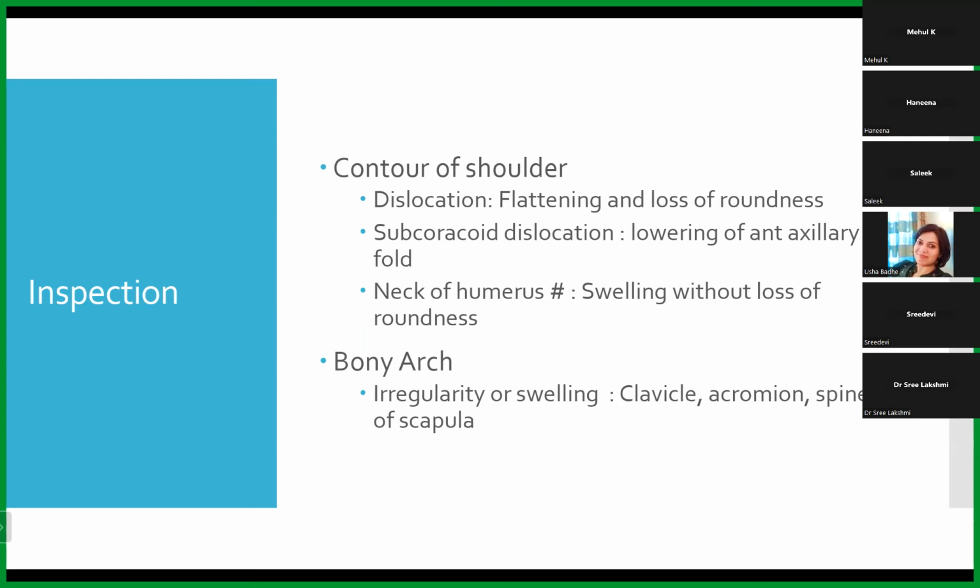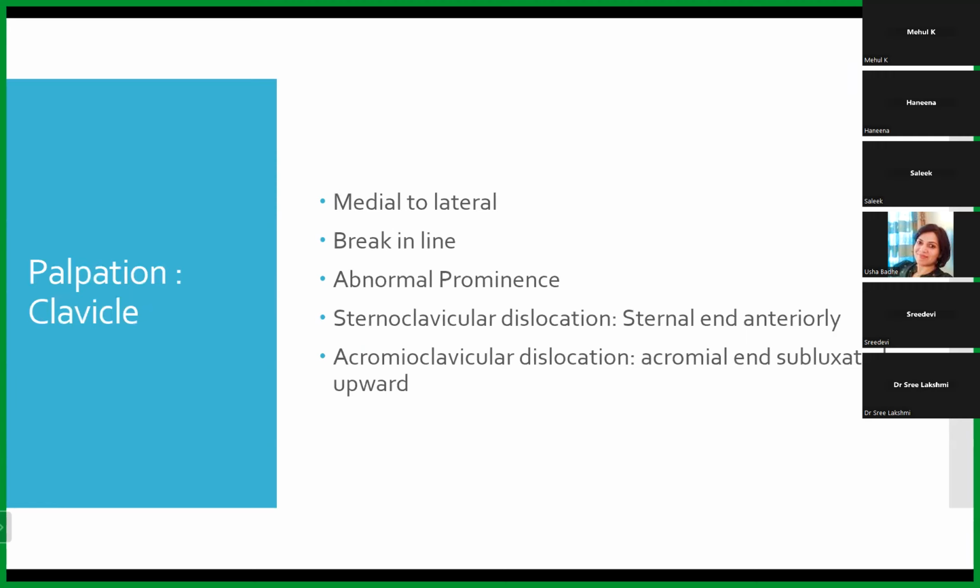Similarly, during inspection, we should inspect all the bony arches. We should be looking at the clavicle, the acromion, the spine of scapula, all the prominent bony arches, the subcutaneous portion of the bones should be examined during inspection. Palpation will be going with individual bones. So first of all, clavicle.